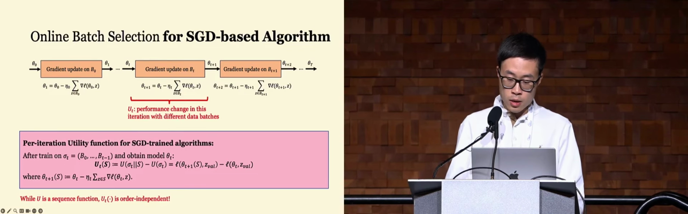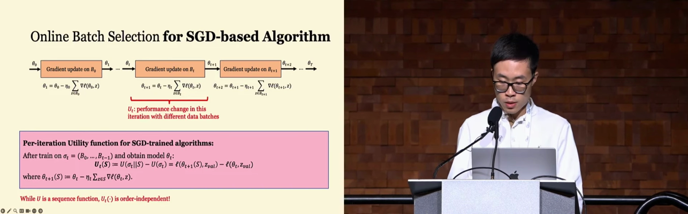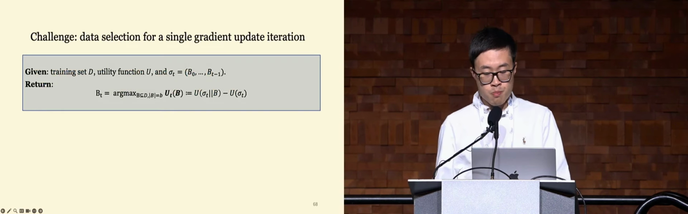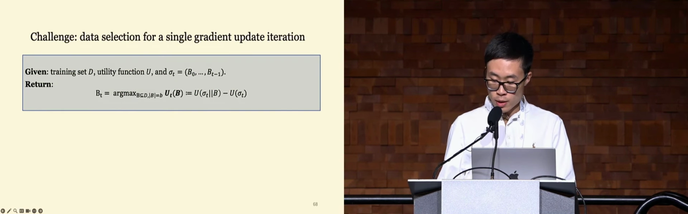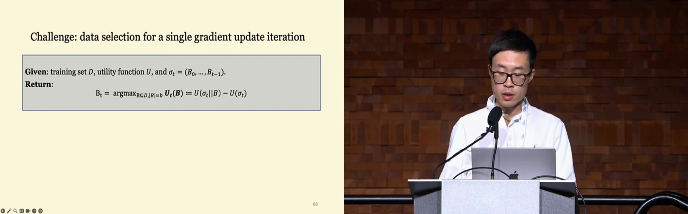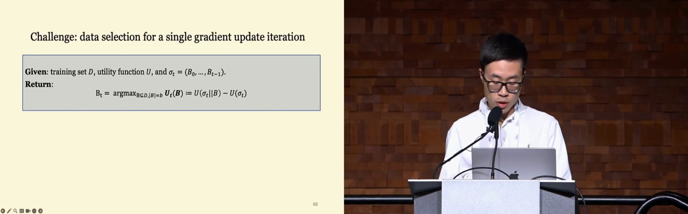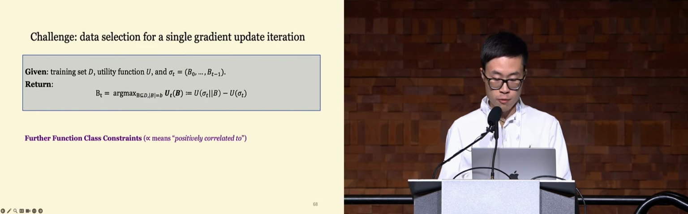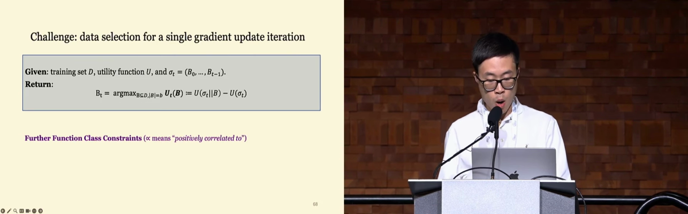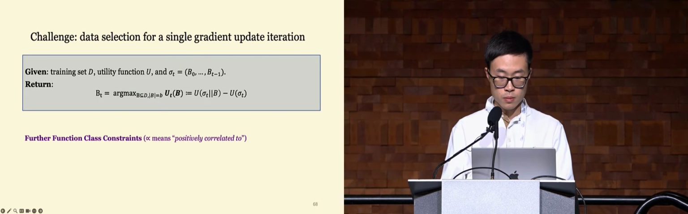The key insight is that for online batch selection, each step optimizes the so-called per-iteration utility function. For example, at a certain training iteration, we measure the utility gain of a candidate batch S by looking at the validation loss improvement after one gradient step. Importantly, while the overall utility is order dependent, this per-iteration utility function only depends on the current model state, making it order independent within each step.